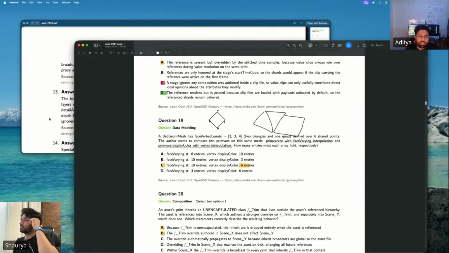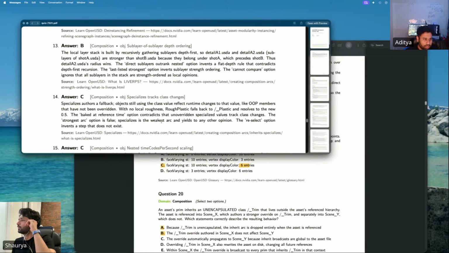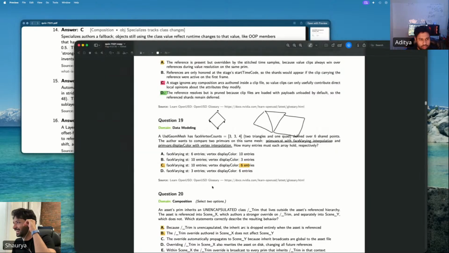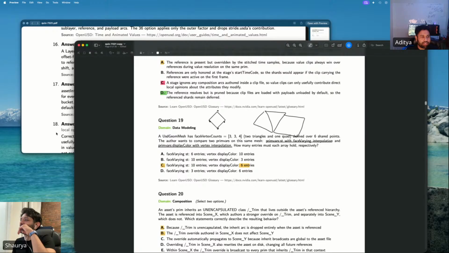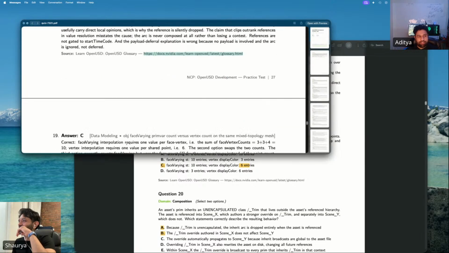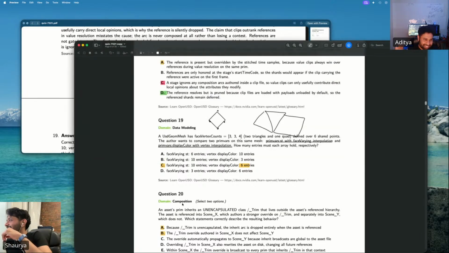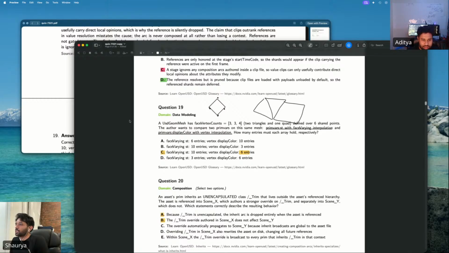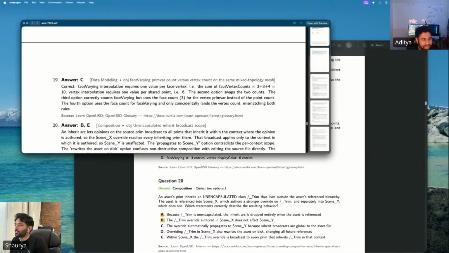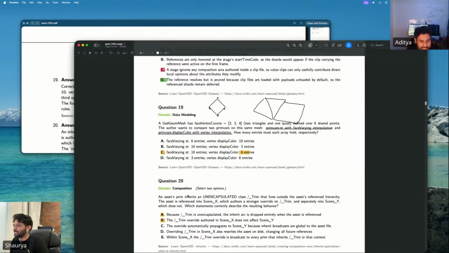Question 19, I think this should be correct. C. Yes, I know this was going to be correct. I knew this. Okay, 20 is A and B. B is wrong.